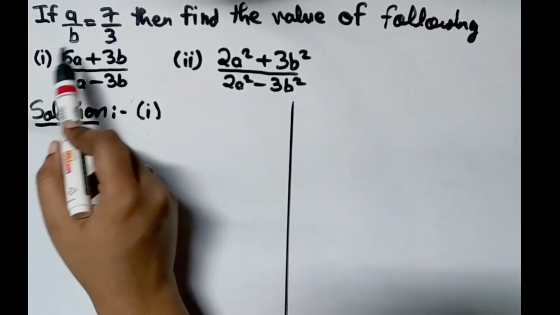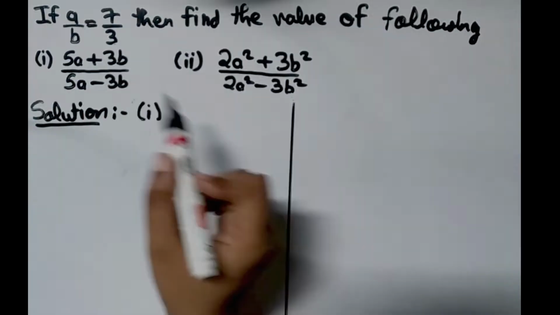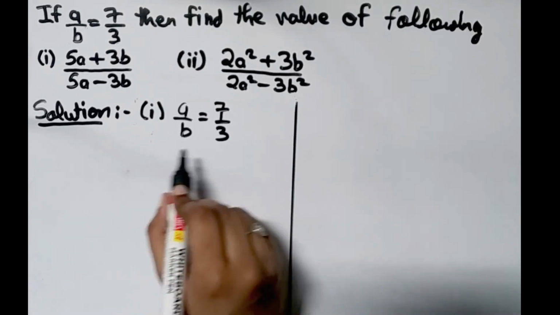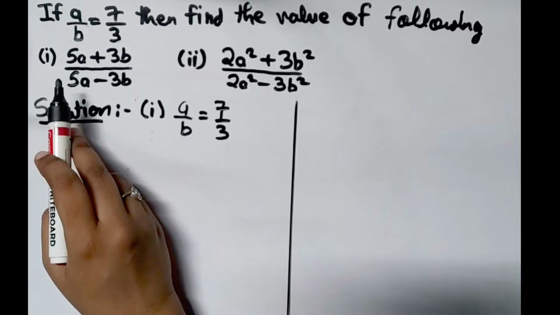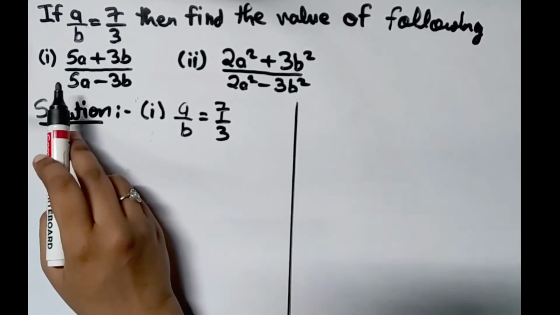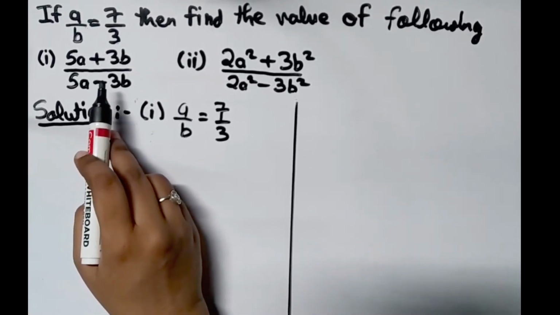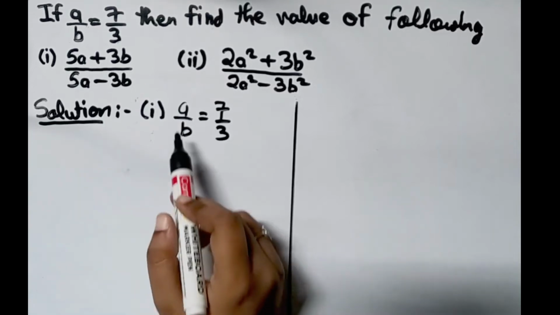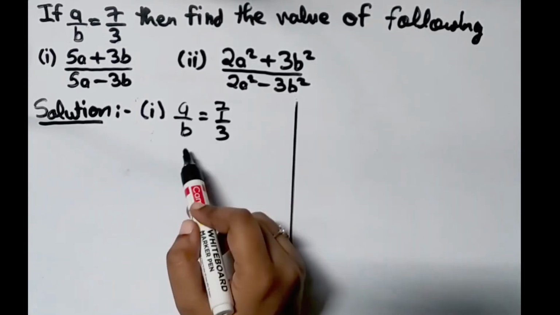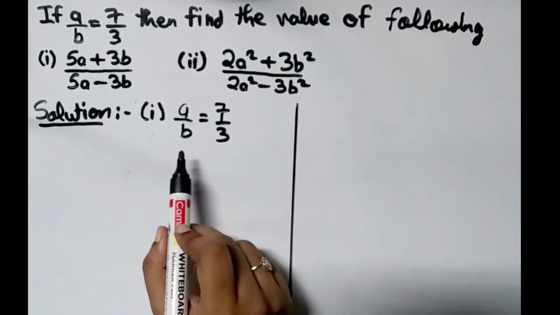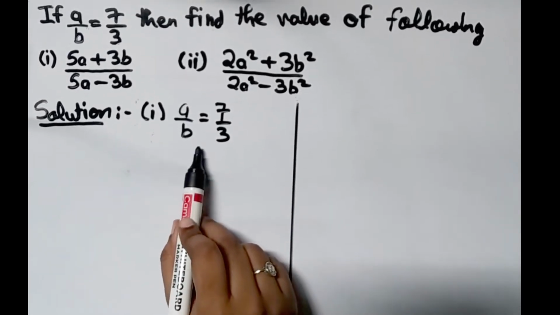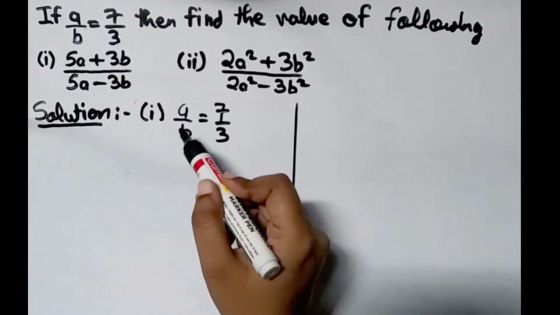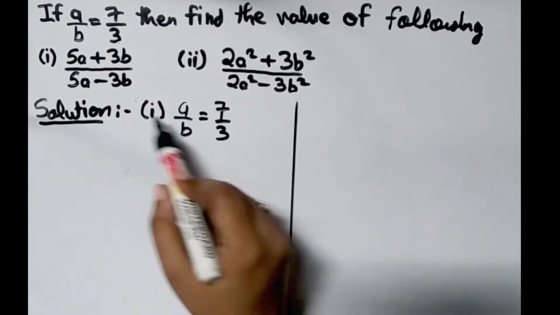Now what is given? a upon b is equal to 7 upon 3. So a upon b is 7 upon 3, that is given. Now see, we have to find this. Here we have coefficients for a and b. The coefficient of a is 5 and the coefficient of b is 3. But here we have only the value of a upon b. So what we will do? So we will multiply both the sides of this equation by 5 upon 3, because we want 5 with a and 3 with b.